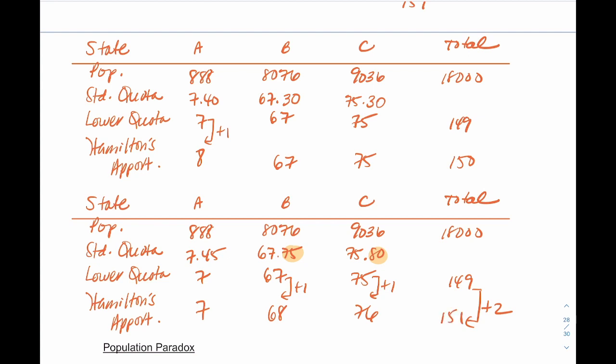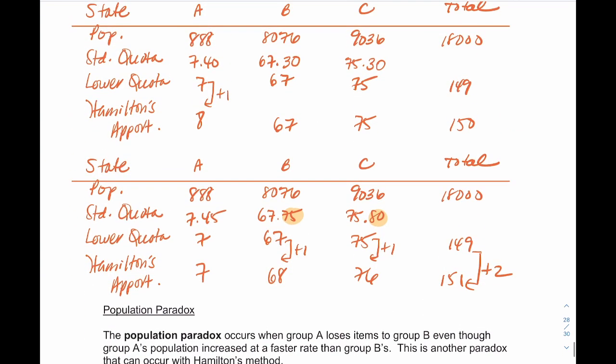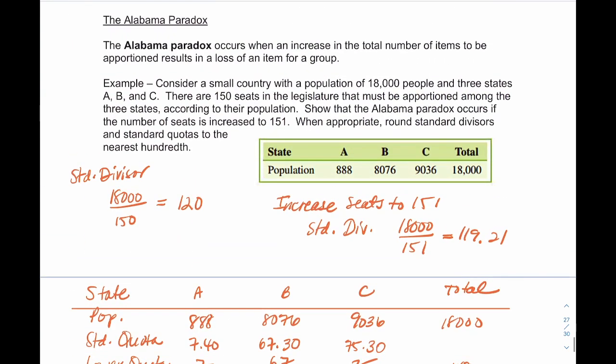But as you can see here, State A had 8 seats and they just lost 1. Okay, so that's what's called the Alabama paradox. And again, that's when an increase in the total number of items to be apportioned results in a loss of an item for a group. So State A lost a seat because they increased the number of seats to 151.